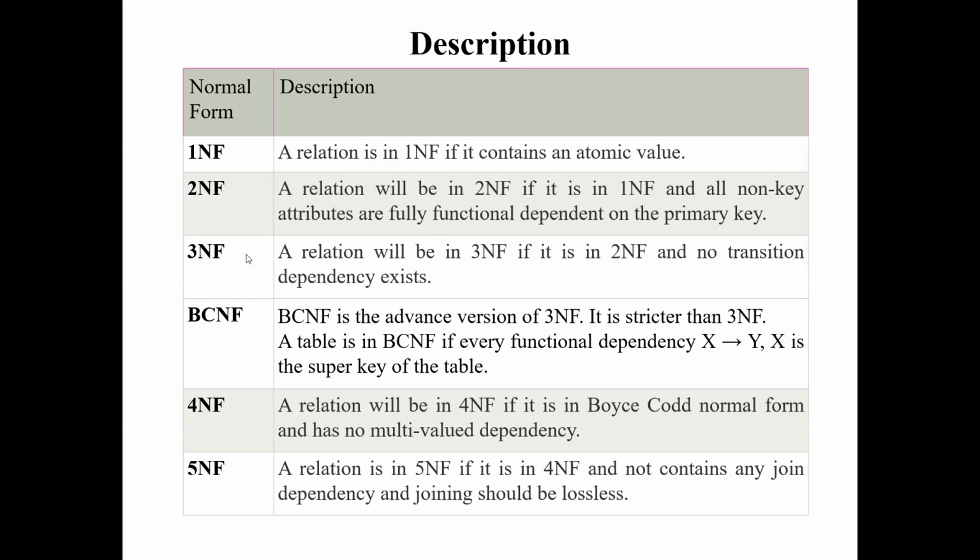Now, what is the meaning of third normal form? A relation will be in third normal form if it is already in the second normal form, and only then will we convert it into the third normal form. Please observe, my dear students, the third normal form does not allow transitive dependency. What is the meaning of transitive dependency? Actually, transitivity is one of the properties of functional dependency.